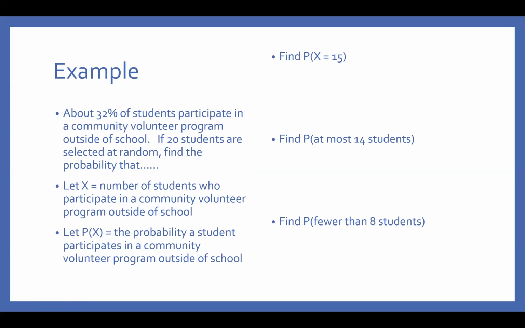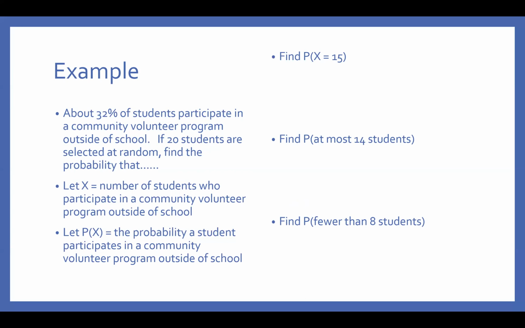So this question says about 32% of students participate in a community volunteer program outside of school. If 20 students are selected at random, find the probability that. And then on the right-hand side, they give us several examples. It tells us that X is the number of students who participate in a community volunteer program outside of school, and P of X is the probability that they do that.